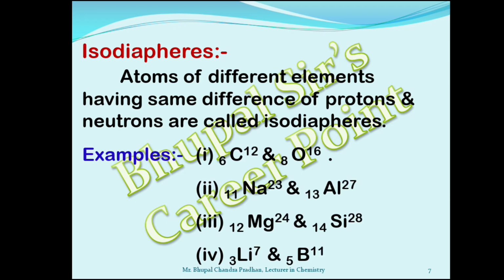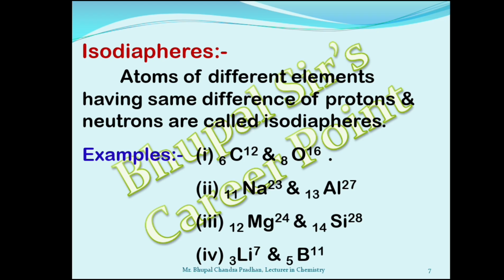Example, carbon 6-12 and oxygen 8-16. In both the cases, n minus p is equal to 0. Sodium 11-23 and aluminum 13-27. In both cases, the difference between neutron and proton is 1. Magnesium 12-24 and silicon 14-28. In both cases, the difference between neutron and proton is 0.